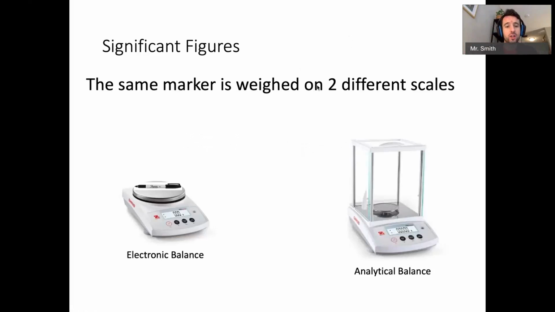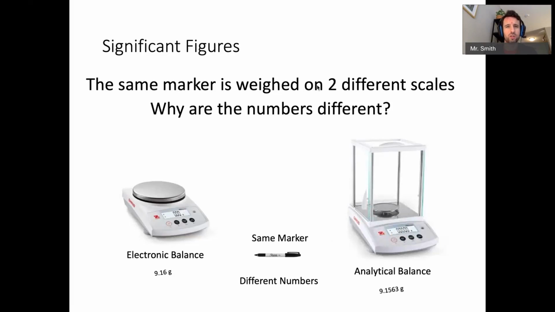If you weigh it on the electronic balance, it reads about 9.16 grams. If you take that same marker and move it over to the analytical balance, you're going to get a reading of 9.1563 grams. Both of these readings come from the same marker, but the problem is that they're different numbers. So the question becomes, why are the numbers different?